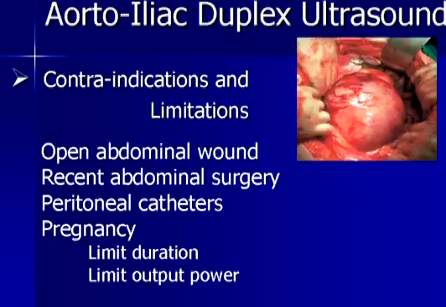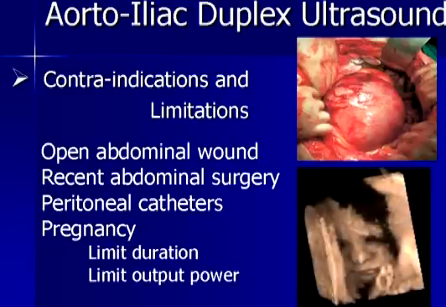Also, if there's a peritoneal catheter in place, such as used for dialysis in some patients, this will significantly limit the examination as well. Pregnancy is another relative contraindication, but it should not be considered an absolute contraindication. If the study is to be done, at all times simply remember the ALARA principle, that is, as low as reasonably achievable. Limit the duration of the study and limit your output power during the course of the study to safely examine the pregnant patient.